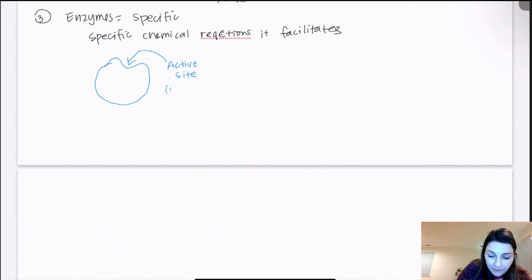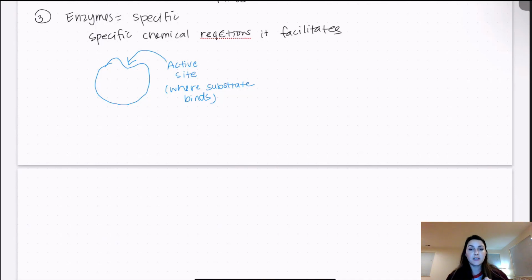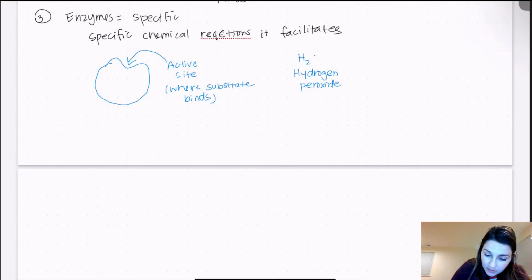So the active site is where the substrate binds. And so remember that reactants go to products. That's chemical reactions. And so an example of this is the reaction that's catalyzed by this enzyme, catalase. So here's what it is. It's hydrogen peroxide. And that chemical reaction is H2O2. And there's actually two of them in this reaction.